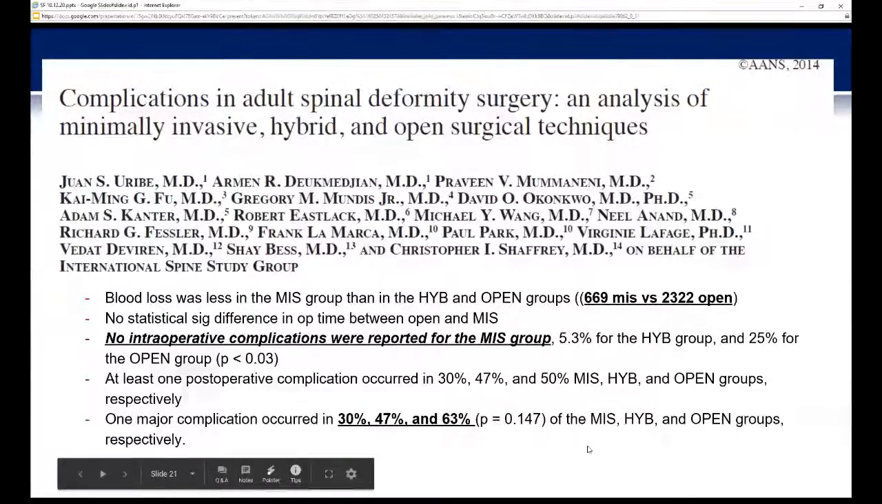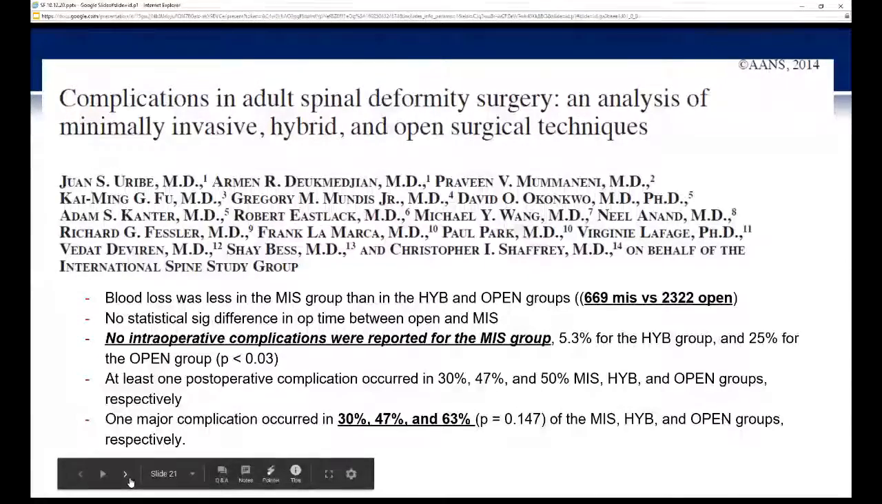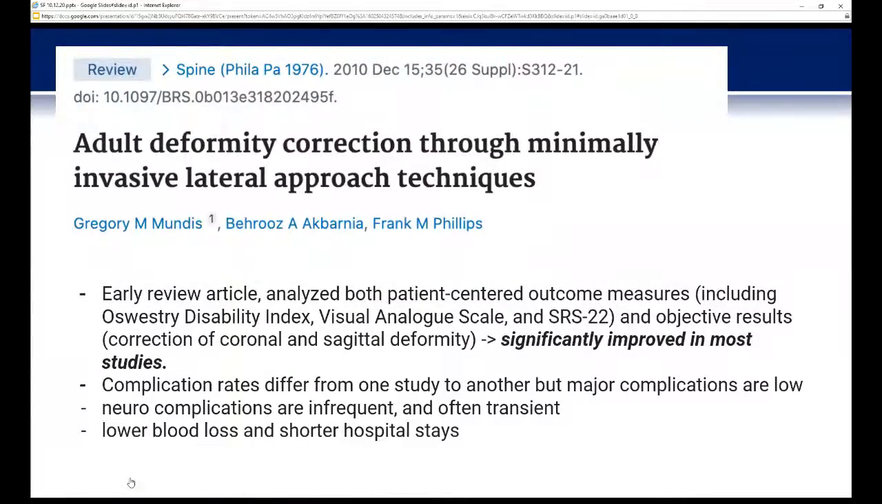So just getting into the literature a little bit, this is a paper by the ISSG and Dr. Uribe showing MIS versus hybrid versus open, and particularly looking at the blood loss, 669 cc's of blood loss versus almost 2 liters in the open group. No intraoperative complications were reported in the MIS group, and then 30% postoperative complications versus 50% in the open, and in terms of major complications, 30% in the MIS versus 63% in the open. So significantly decreased complication rates in the MIS approach.